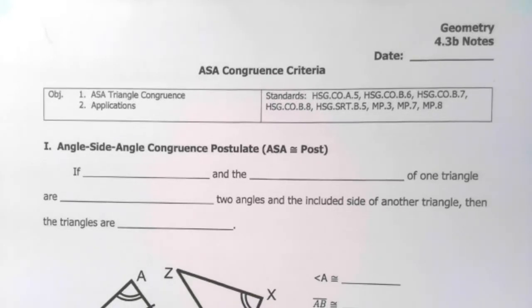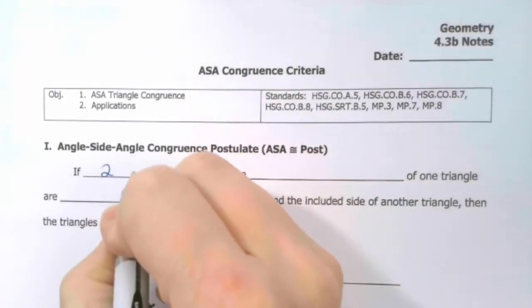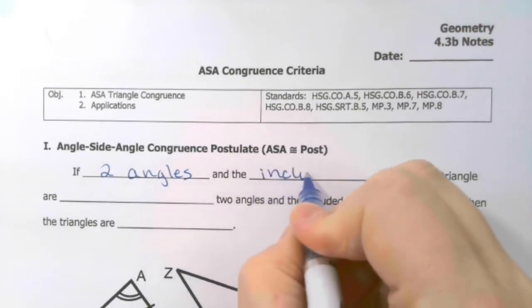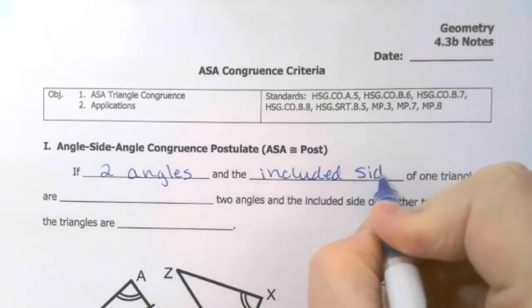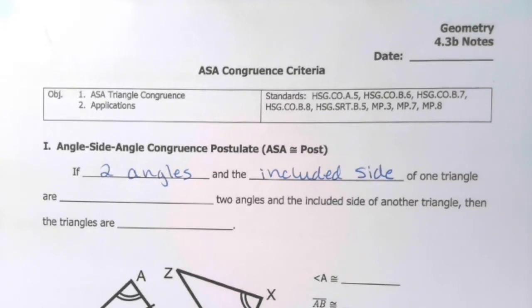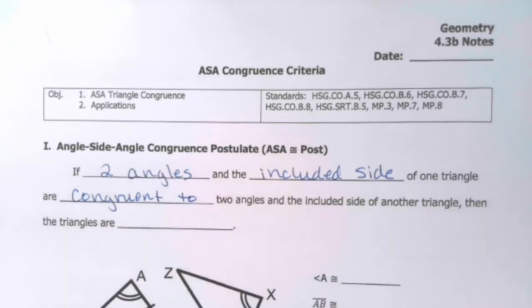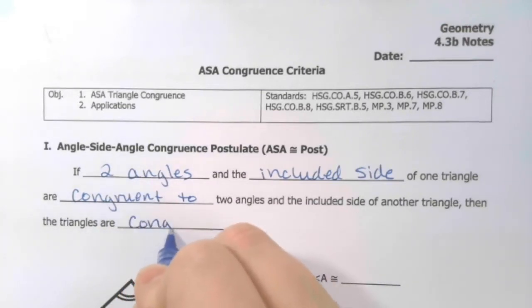We're going to add one congruence theorem to our list of triangle congruence postulates. This is angle, side, angle. If two angles and the included side, meaning the side in between, of one triangle are congruent to two angles and the included side of another triangle, then the triangles are congruent.